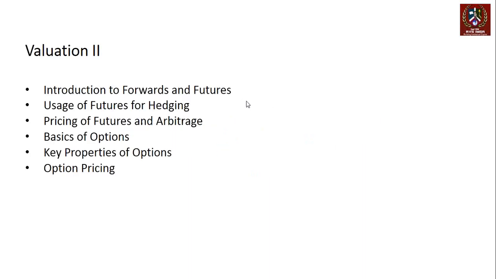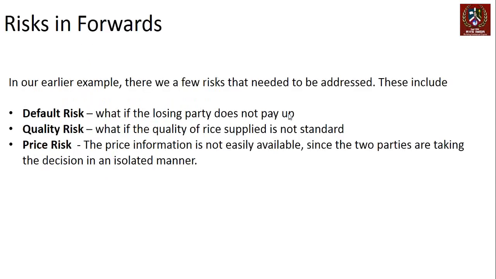there were a set of risks that get involved in the case of forwards, right? Now, these are things that need to be addressed because these risks exist whenever we are trading in the case of forwards, right? Now, what are these risks? If you think about it, we said there is a farmer and we said there is a buyer, right? Now they are effectively getting into some sort of a contract. But this is a contract between two parties.